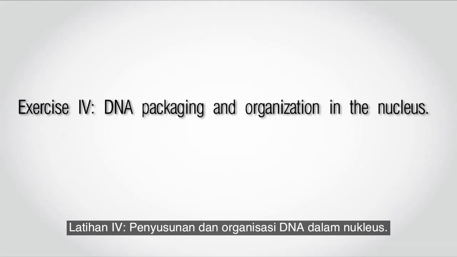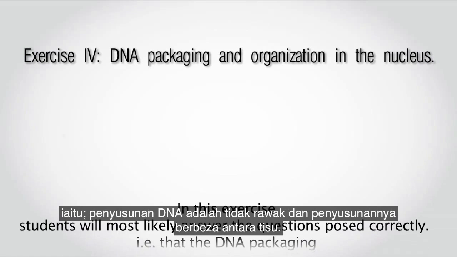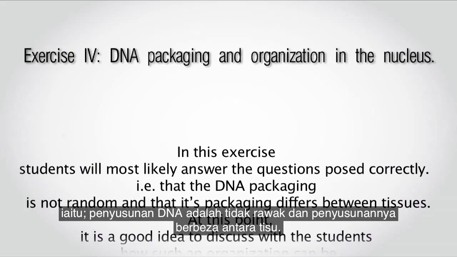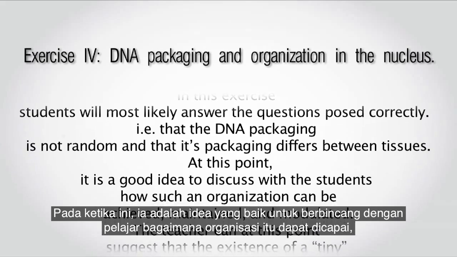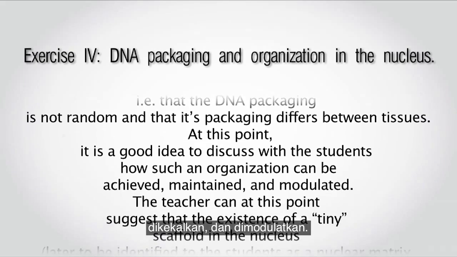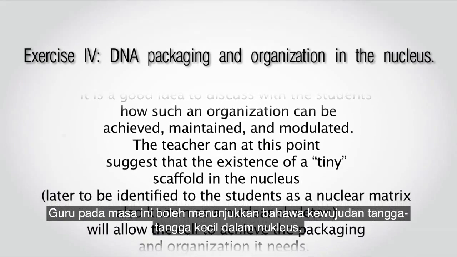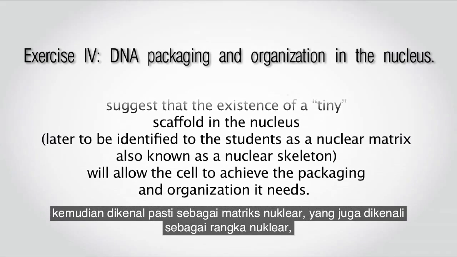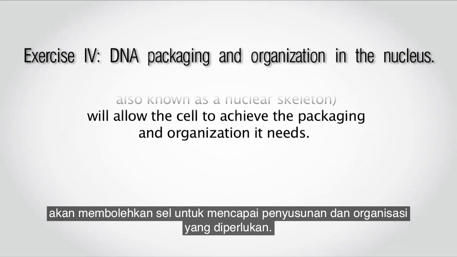Exercise 4. DNA packaging and organization in the nucleus. In this exercise, students will most likely answer the questions posed correctly, i.e., that the DNA packaging is not random and that its packaging differs between tissues. At this point, it is a good idea to discuss with the students how such an organization can be achieved, maintained, and modulated. The teacher can at this point suggest that the existence of a tiny scaffold in the nucleus, later to be identified to the students as a nuclear matrix, also known as a nuclear skeleton, will allow the cell to achieve the packaging and organization it needs.